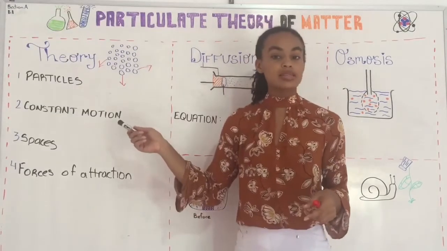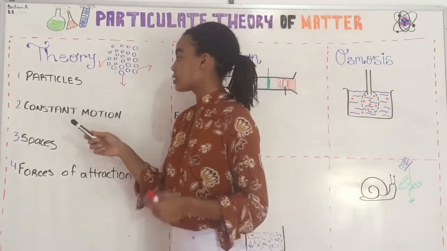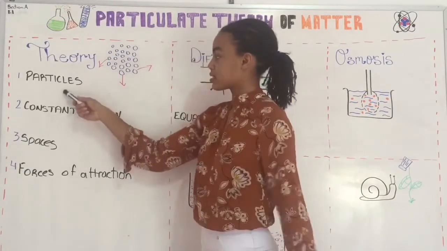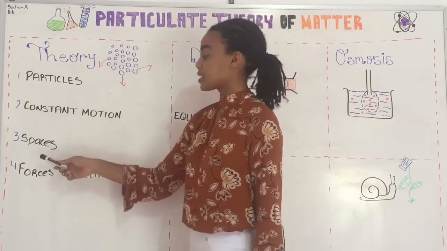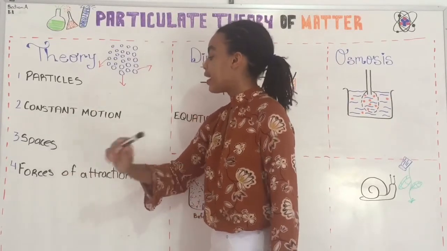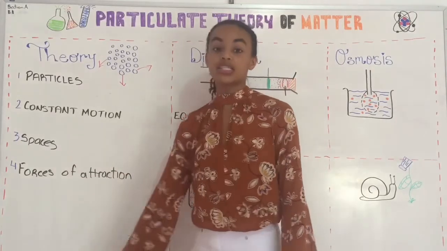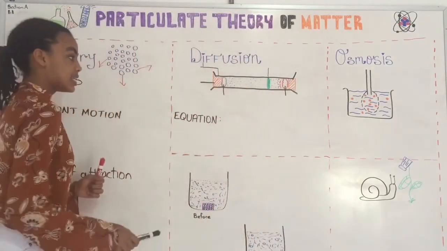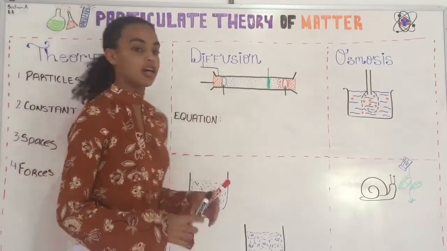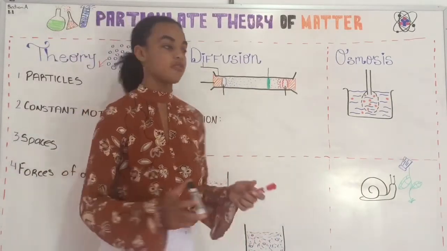The four statements in the particulate theory of matter state that matter is made up of particles. These particles are in constant motion. There are spaces between these particles, and there are also forces of attraction exerted between these particles. Now we're going to look at a really easy experiment that helps to prove the particulate theory of matter.